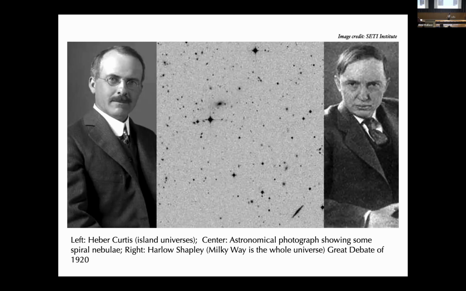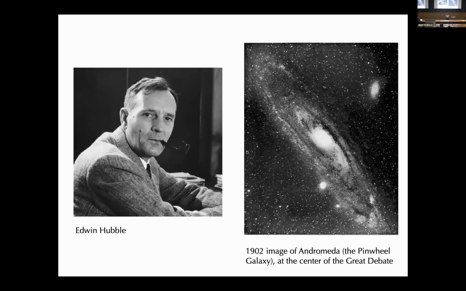And Shapley is considered to have won this debate, but now we know that he's wrong, that the Milky Way isn't everything. And the way that this was decided is that a man named Edwin Hubble used Cepheids in Andromeda galaxy, one of these spiral nebulae, to show that Andromeda was far farther away than they originally believed. And it was really far out of our galaxy. So the distance here literally changed what we thought about the size of the universe.